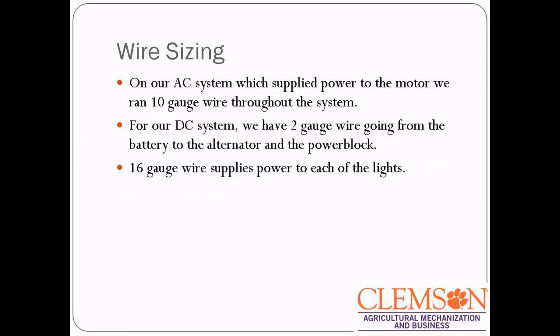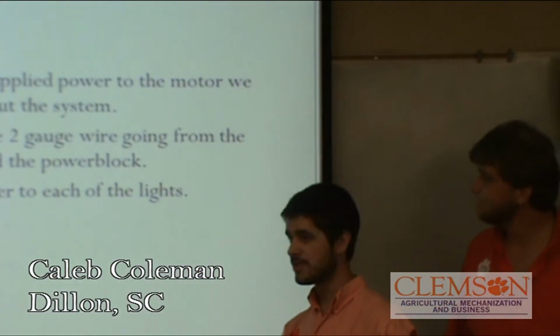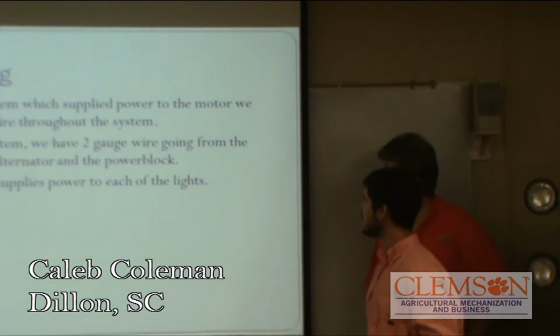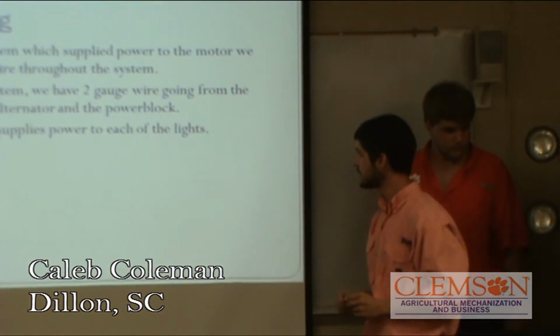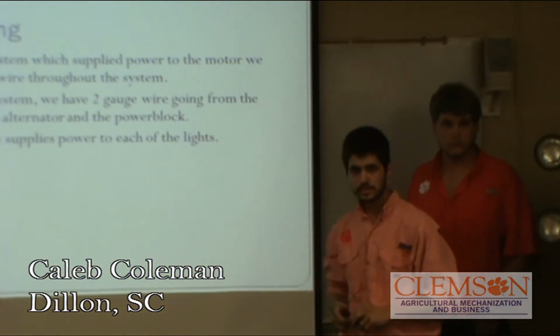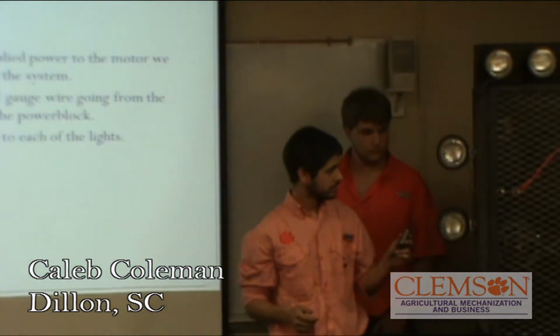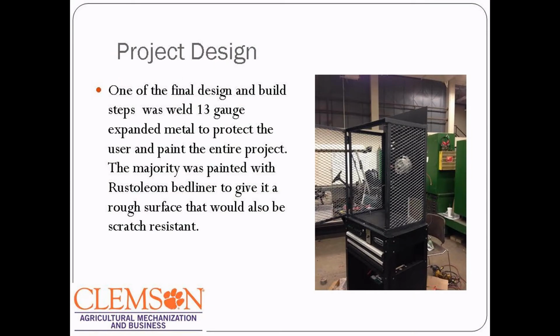Our AC system will supply power to the motor. We ran 10-gauge wire. We initially went with 14 because based off the nameplate for our motor, it says it draws 13.2, but under load we found that it draws up to 30. So we had to step it up quite a bit. We were getting a large voltage drop. For our DC system, we went with 2-gauge wire all the way around. That alternator pumps out a huge amount of electricity. And for the lights, since it was being divided up into 8 different pieces, we were able to go with 16-gauge.